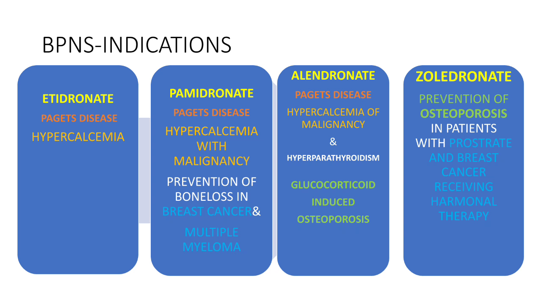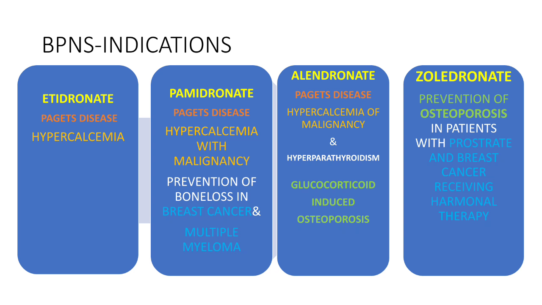Etidronate acts on Paget's disease. Paget's disease is a disease that disrupts the replacement of old bone tissue with new bone tissue. Etidronate is also used in hypercalcemia. Pamidronate is used in Paget's disease, hypercalcemia with malignancy, prevention of bone loss in breast cancer and multiple myeloma.